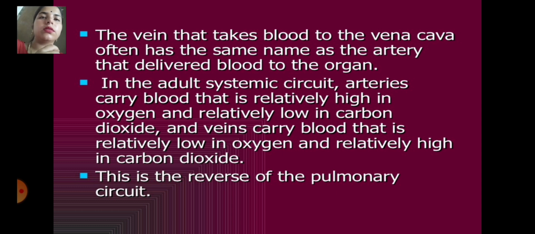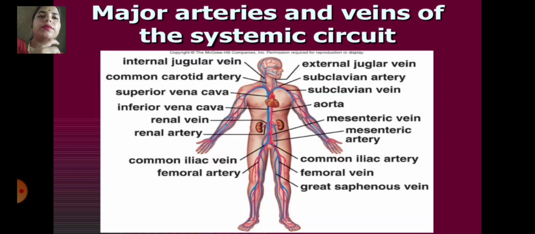to the organ. In the adult systemic circuit, arteries carry blood that is relatively high in oxygen and relatively low in carbon dioxide, and veins carry blood that is relatively low in oxygen and relatively high in carbon dioxide. This is the reverse of the pulmonary circuit.